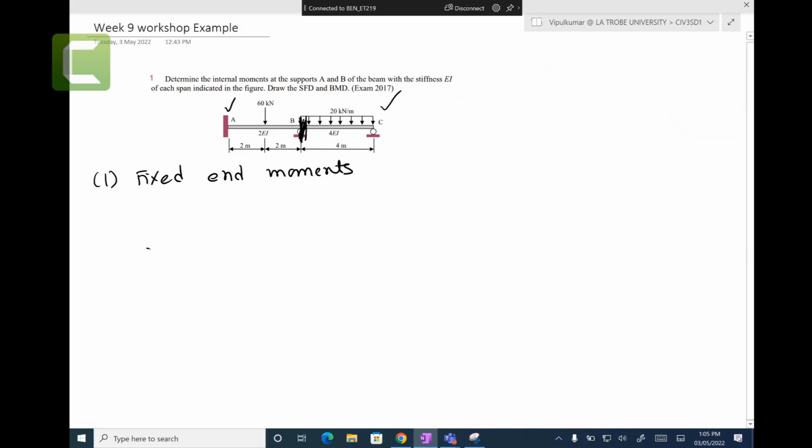So if it is fixed, then I can draw this one. A, B, with 60 kilonewtons, 2 meters here, 2 meters here. You with me? This one. And then I can draw BC.